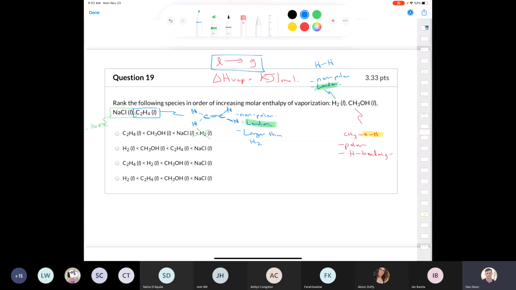And so we have hydrogen, ethylene, methanol, and then ionic sodium chloride. So again, ionic, H bond for methanol. These two have London forces. Okay, the ethylene, the C2H4, is larger.